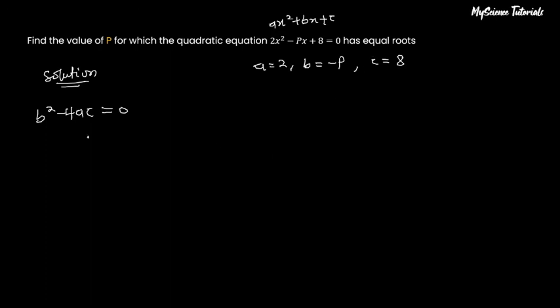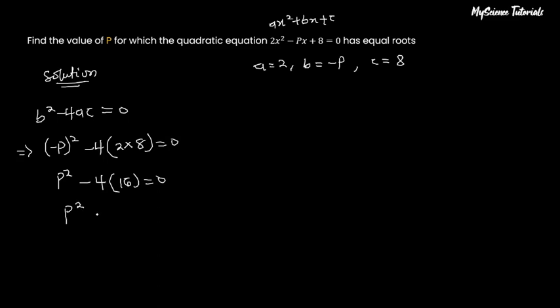So if I do the substitution into this equation, I'm going to have my b squared. My b is what? Negative p. So I have negative p squared minus 4 into bracket. My a is 2, and then my c is 8. Then I equate this to 0. So it means negative p squared will give me what? p squared. Then minus 4 into bracket 2 multiplied by 8 will give me what? 16, and this is equal to 0. So it means I have my p squared minus 4 multiplied by 16 will give me 64. This is equal to 0.